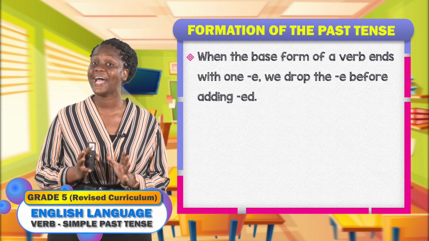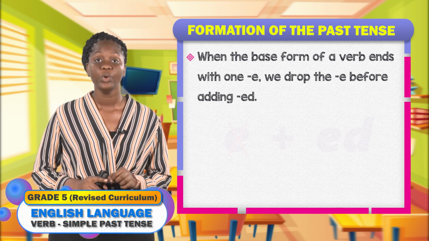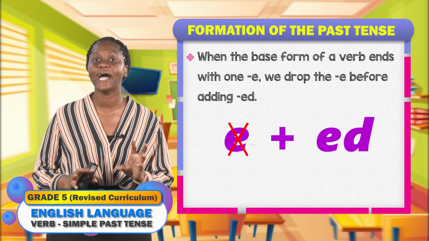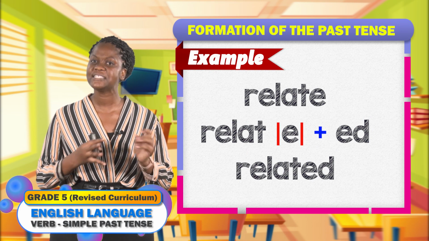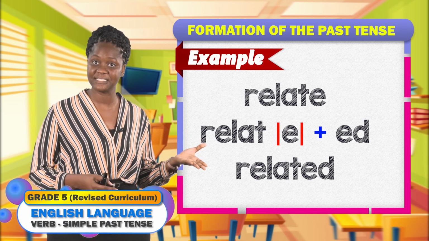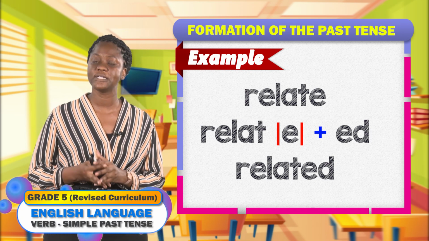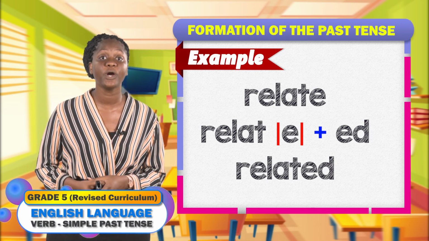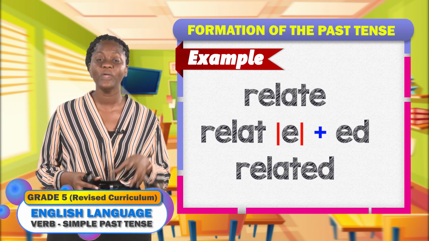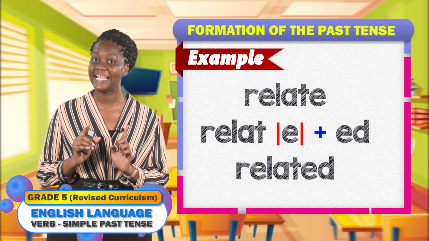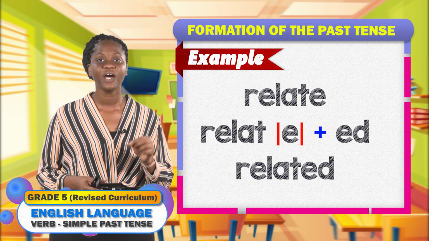So, when adding ed and our base verb ends in e, we drop the e before adding ed. Let's look at some examples. Let's say we have the word relate. If we want to form the past tense, the word would be related. But before adding ed, we must drop the e and then add the ed. So our spelling of related is r-e-l-a-t-e-d.